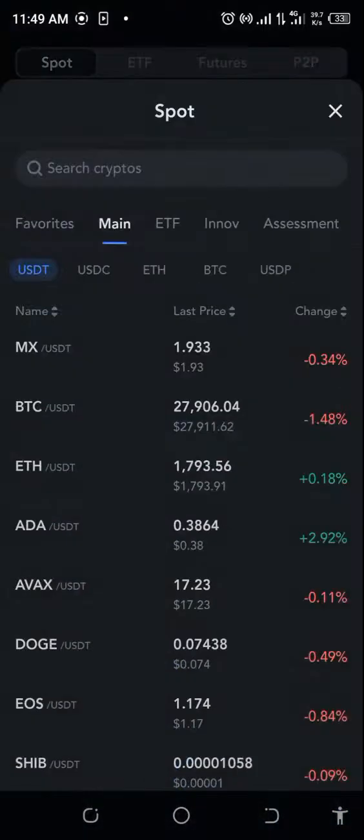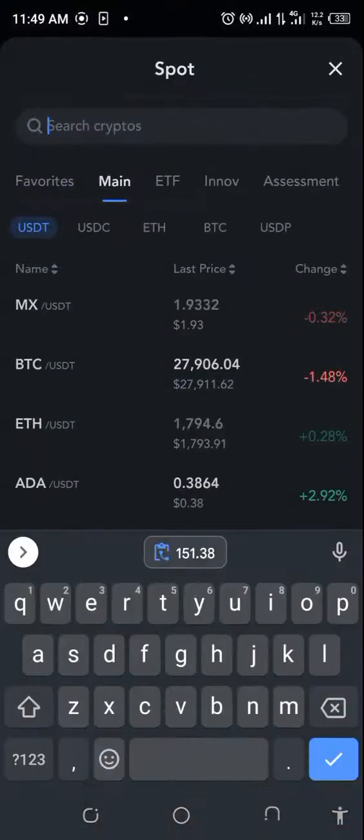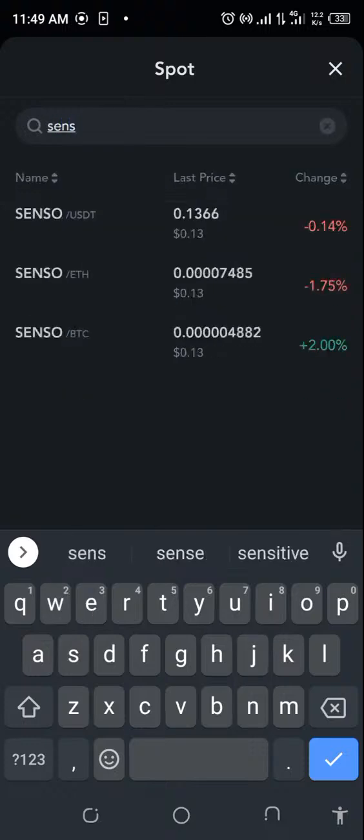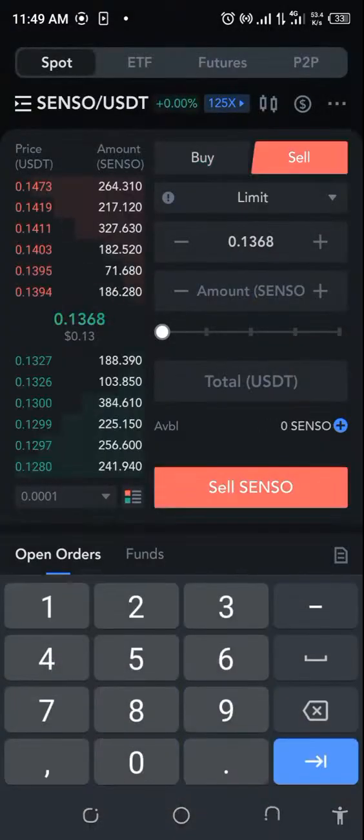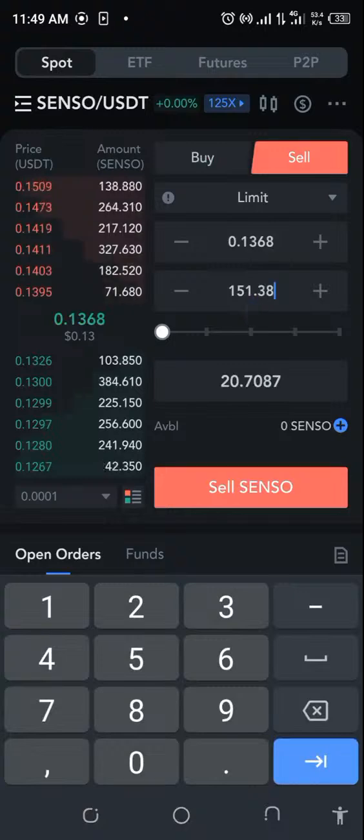Cut that. Here you go to Senso USDT. And then we sell. Okay. Wow, looks good. Let's try this out. Okay.